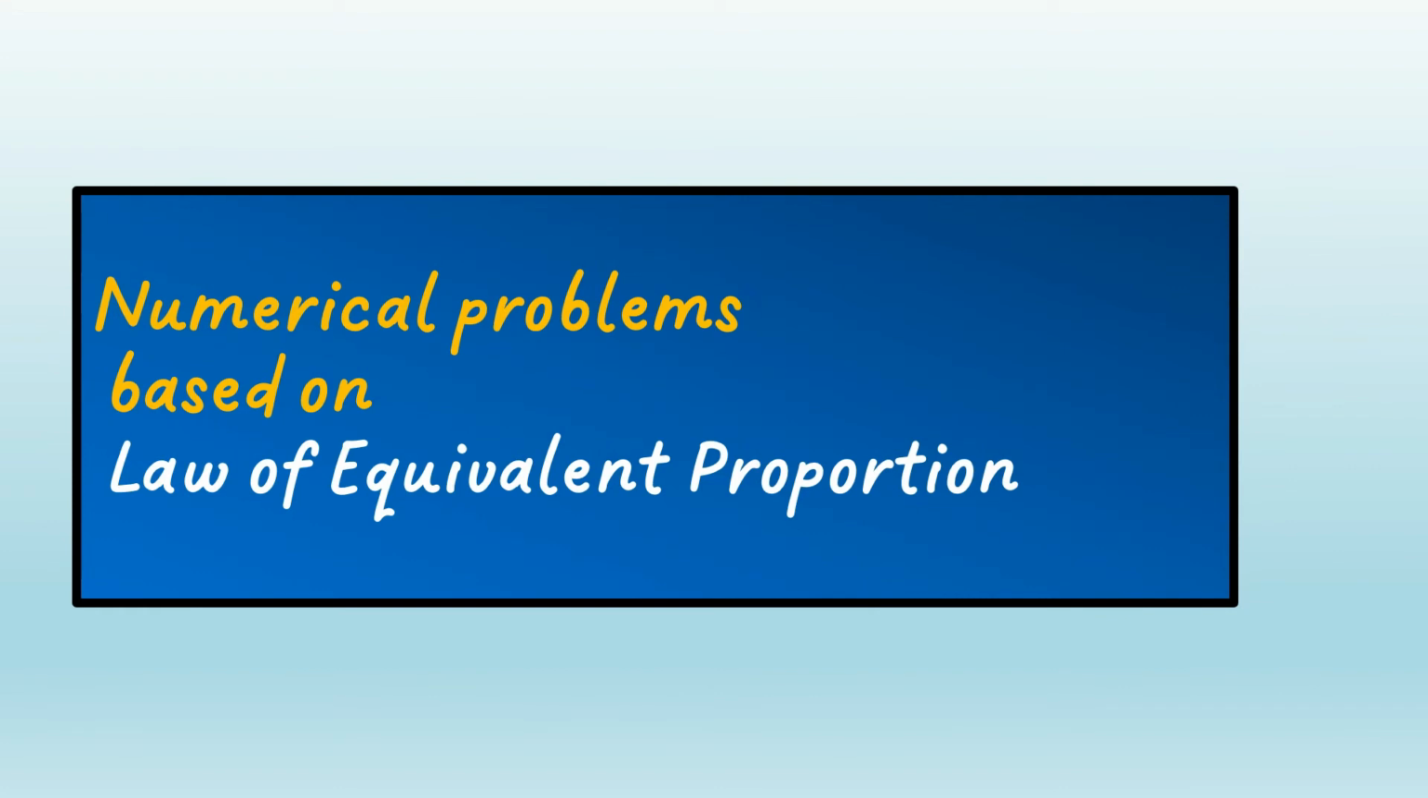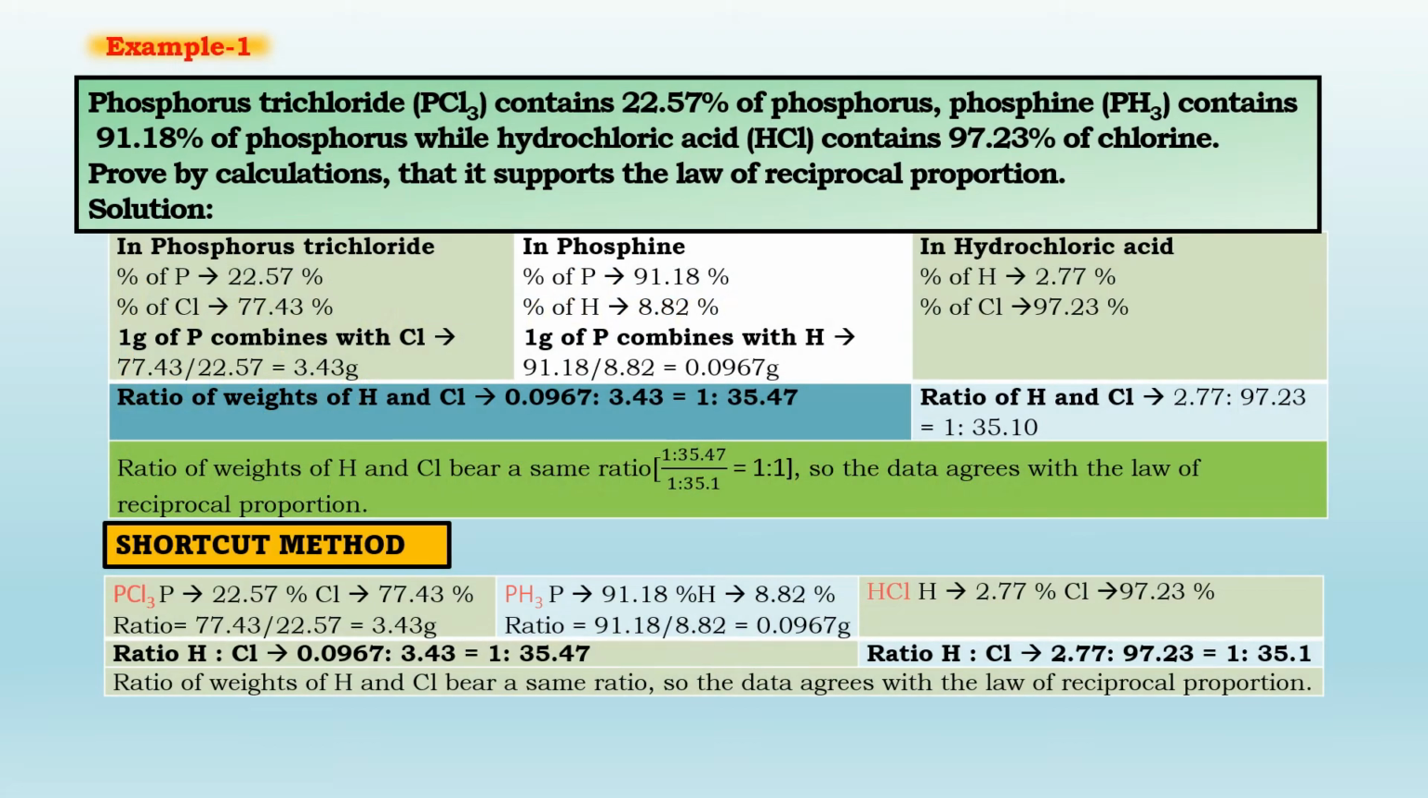Numerical problems based on law of equivalent proportion. Example 1. Phosphorus trichloride PCl3 contains 22.57% of phosphorus. Phosphine PH3 contains 91.18% of phosphorus, while hydrochloric acid HCl contains 97.23% of chlorine. Prove by calculations that it supports the law of reciprocal proportions.